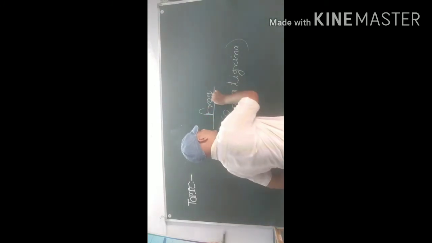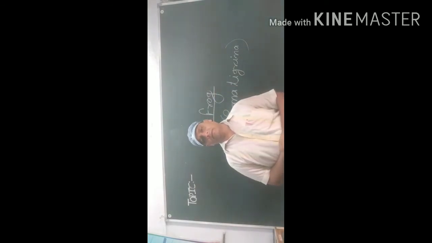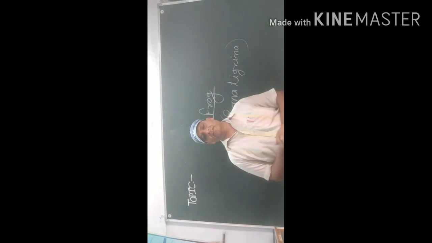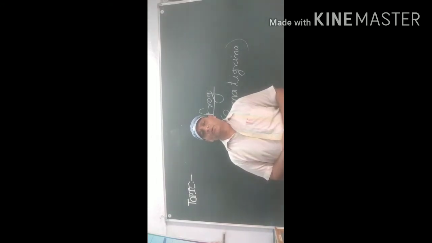External morphology. The frog is generally olive colored. Its body is divided into head and trunk. It has 2 forelimbs and 2 hind limbs. The head is triangular. It bears 2 eyes and 2 nostrils. External ears are absent.